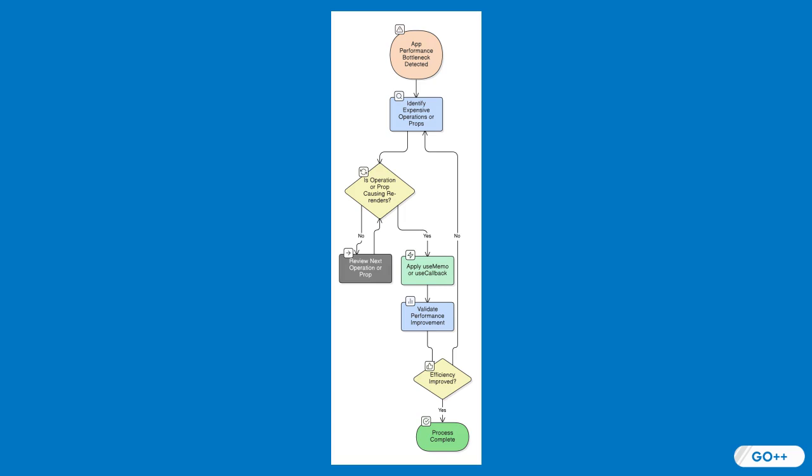In summary, useMemo and useCallback offer powerful ways to optimize React applications. By understanding their purpose and applying them judiciously, you can enhance your app's efficiency, much like a well-tuned sports car on the racetrack. As you continue to develop in React, these hooks will become invaluable tools in your performance optimization toolkit.